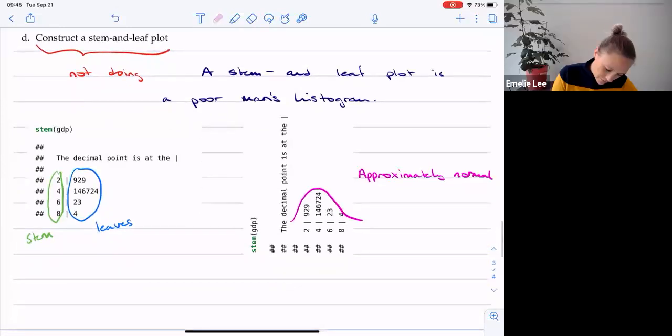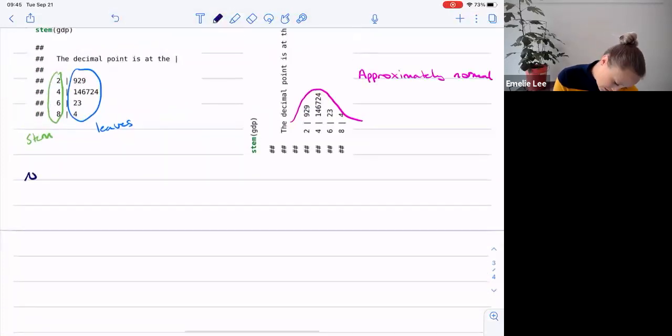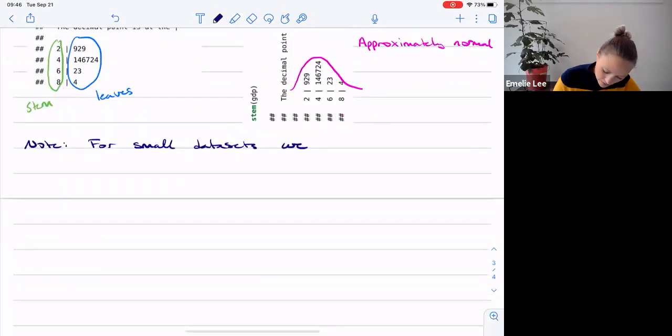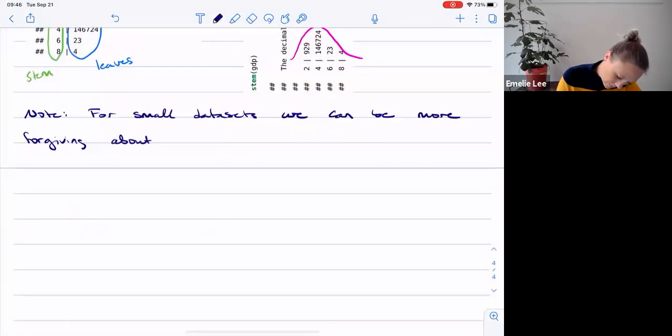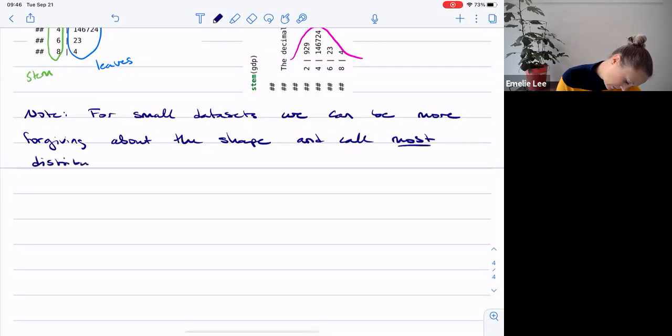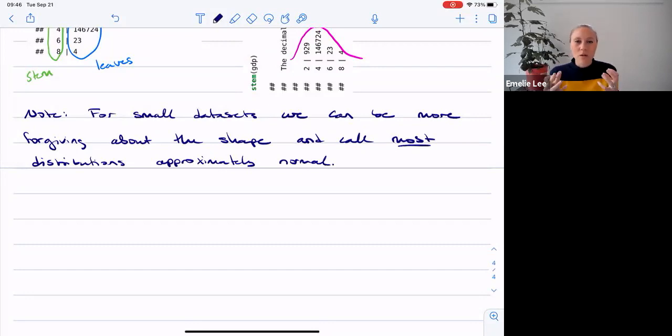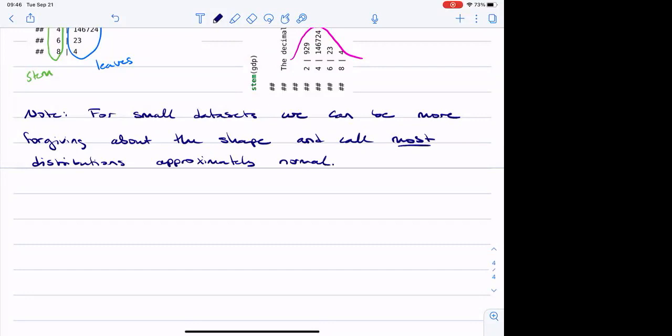Okay. So for small data sets, just as a side note here, we can be more forgiving about the shape and call most distributions approximately normal. Remember, we're always trying to argue that we have an approximately normal distribution because later on, a lot is going to hinge on that.